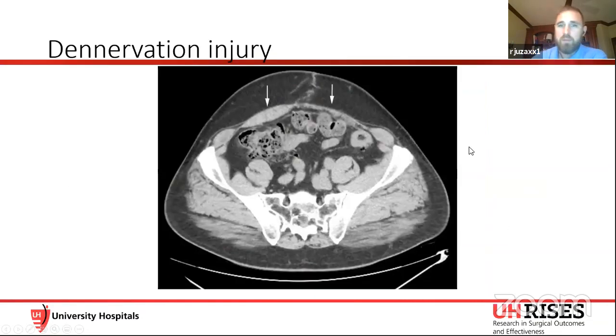And this is just an example of what happens when those are injured. Here's a denervation injury. We see the normal muscle bulk to the rectus muscle on the right side. On the left side, though, the rectus muscle is atrophied, minimal caliber. The fascia is obviously still intact and normal strength, but the muscle underlying it, the muscle belly, is significantly atrophied.